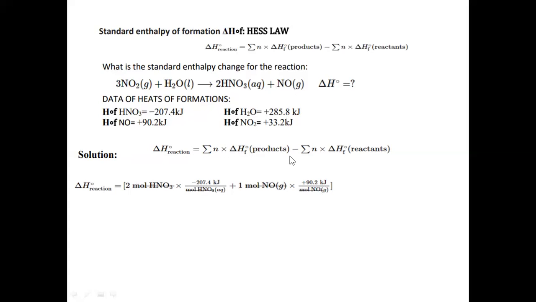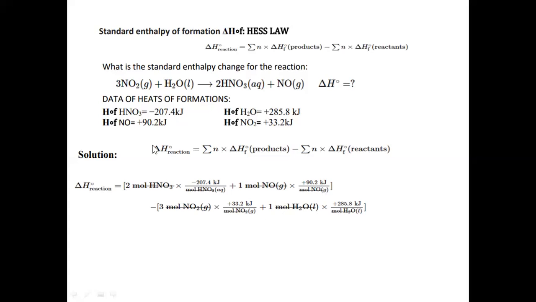And then you're going to subtract the summation for the reactants: minus 3 moles of nitrogen dioxide multiplied with the heat of formation for nitrogen dioxide, 33.2 kilojoules per mole. So this is minus the quantity, plus 1 mole of water. As you can see here, the balanced coefficient of water is 1, multiplied with the heat of formation for water, which is negative 285.8 kilojoules per mole.